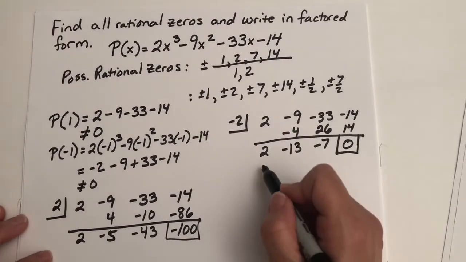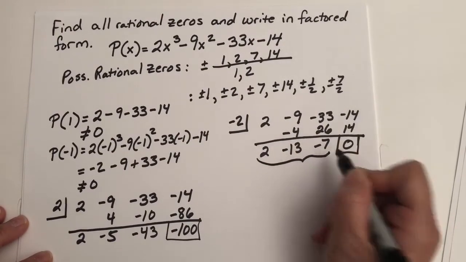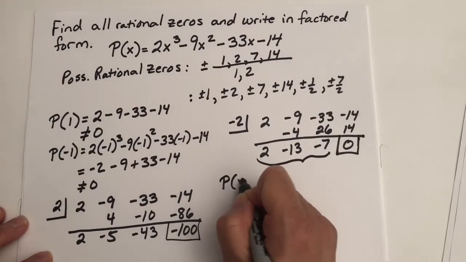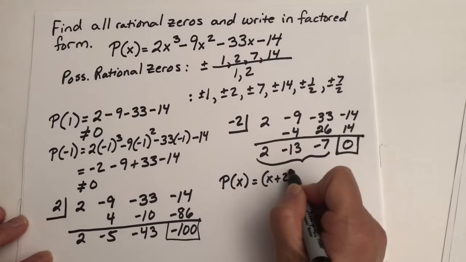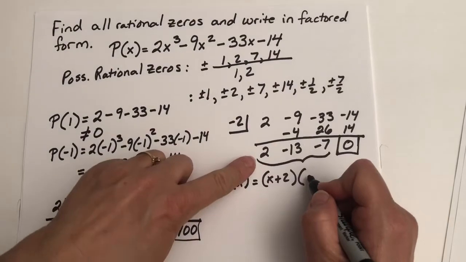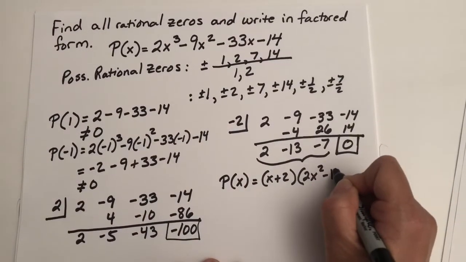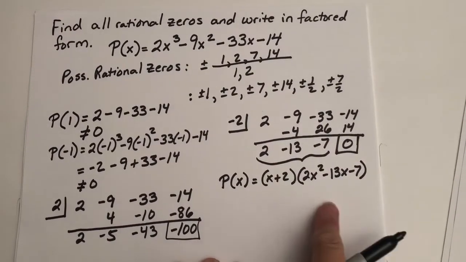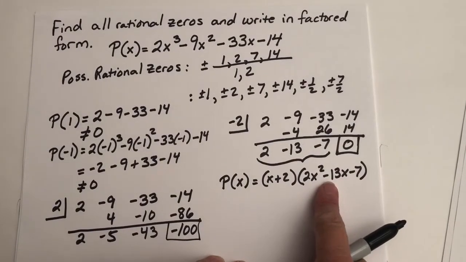So I like to write where I am so far. We know these are the coefficients of our other factor. So P of x equals x plus 2 times the polynomial that has these as coefficients, 2x squared minus 13x minus 7. And again, we have it boiled down to a quadratic. And then when that happens, we're home free.